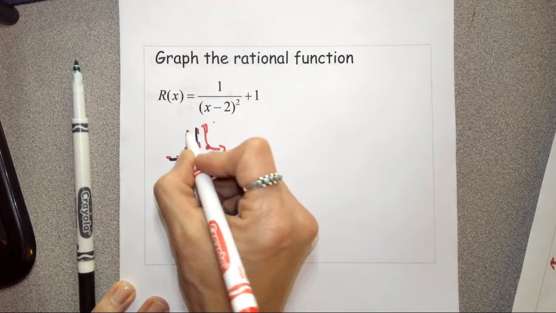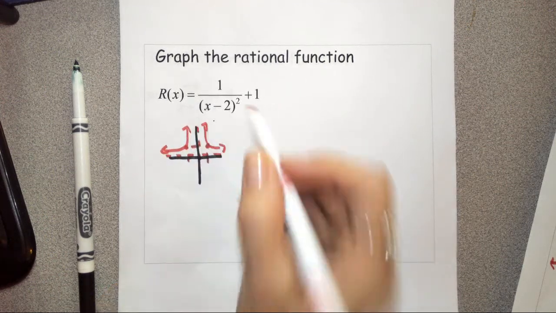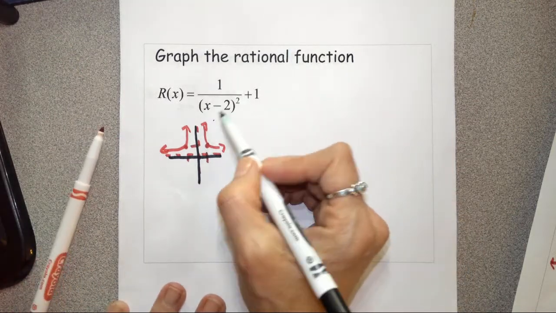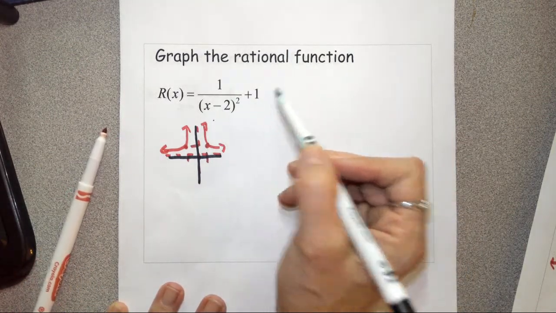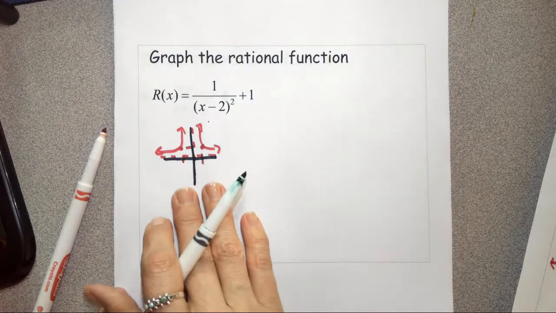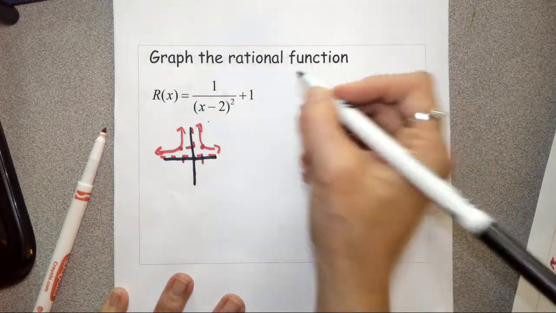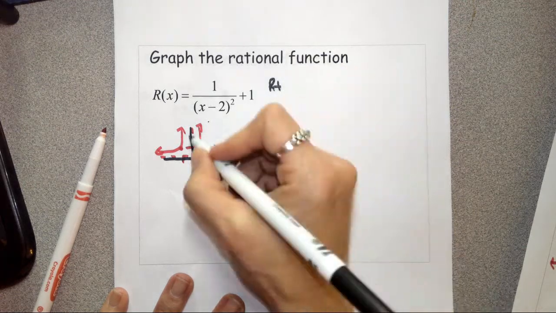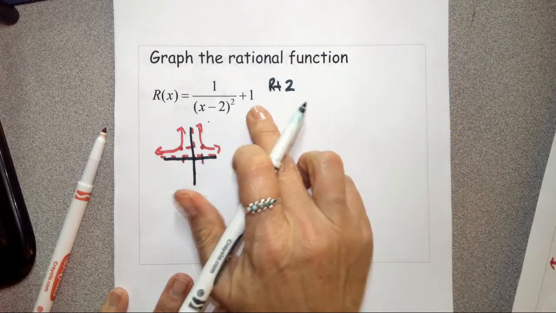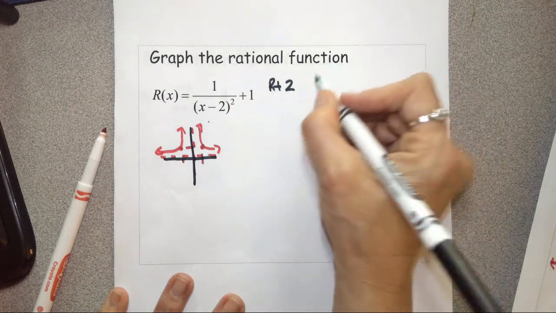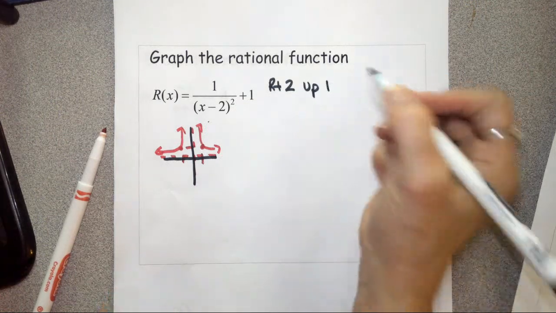Okay. But instead of graphing 1 over x squared, they want me to graph 1 over x minus 2 squared plus 1. So we're going to use our transformation rules to graph this. The first thing I'm going to notice is because it says a minus 2 inside, that means that my graph is going to go right 2. Because there's a plus 1 on the outside, my graph is going to go up 1.